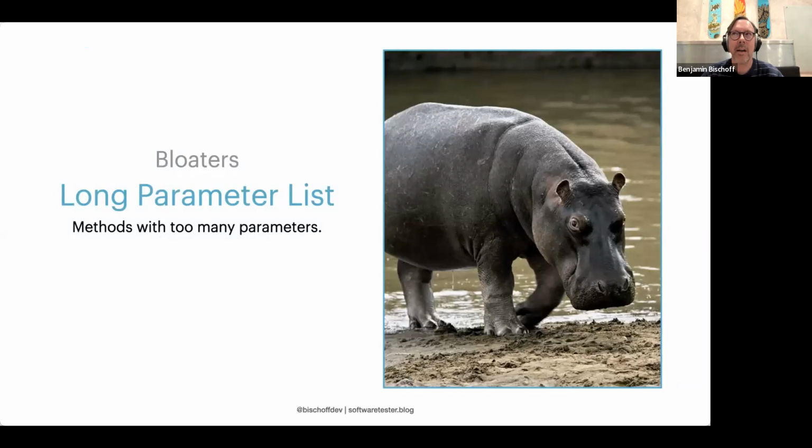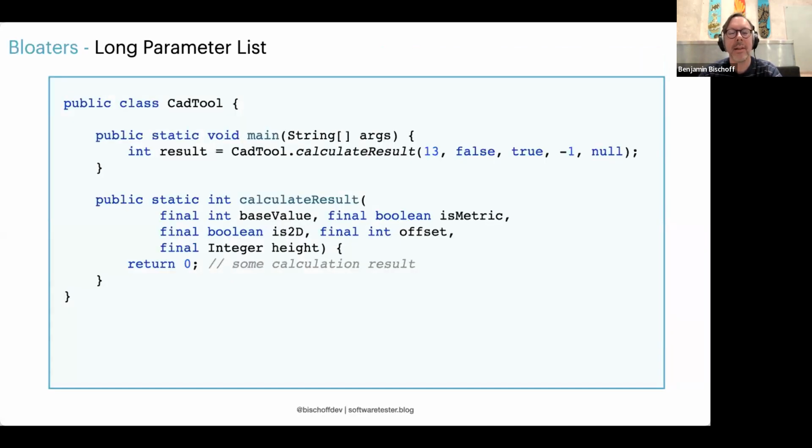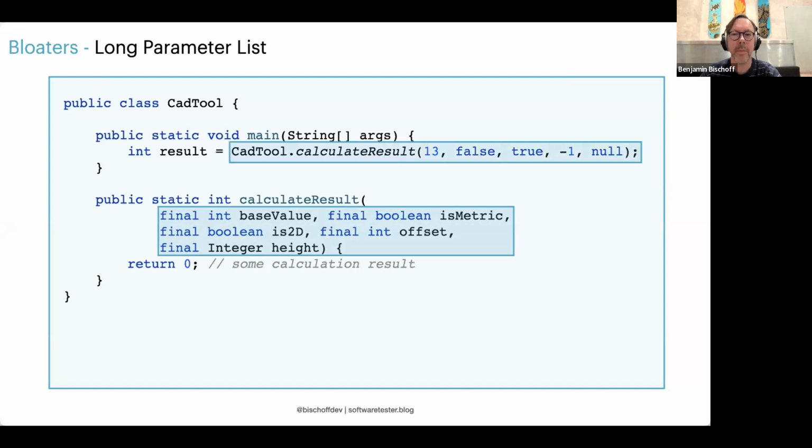Then, when you have a method that is a long method or a long parameter list, that means that it accepts too many parameters. And this is also something I'm guilty of, because I have done that before. Like here in this imaginary tool class, cat tool class, there's a method called calculate result that takes 5 parameters, a base value. It takes a Boolean that is called isMetric, another Boolean that is 2D, and so on. So the call to this method looks like this.